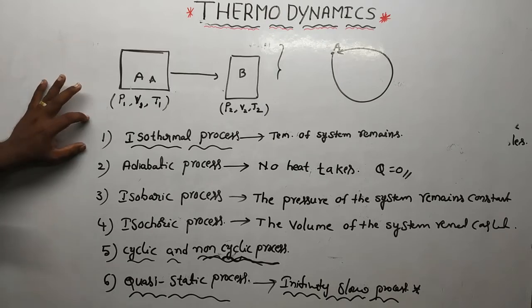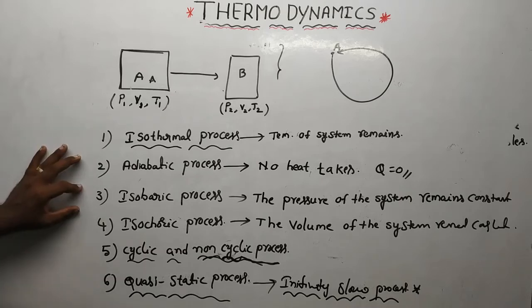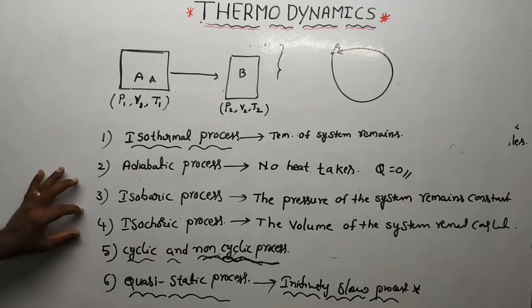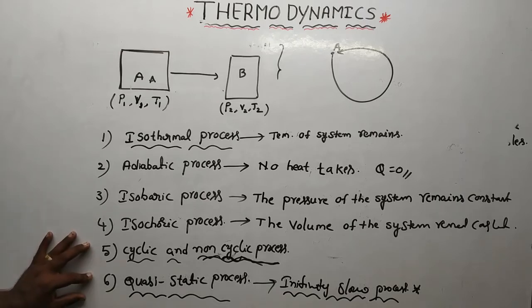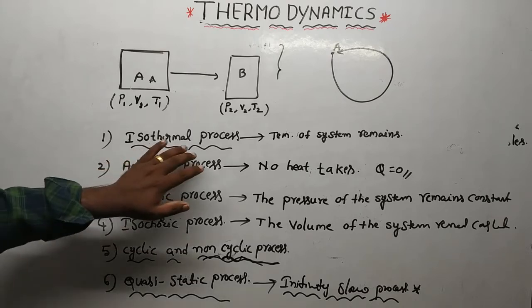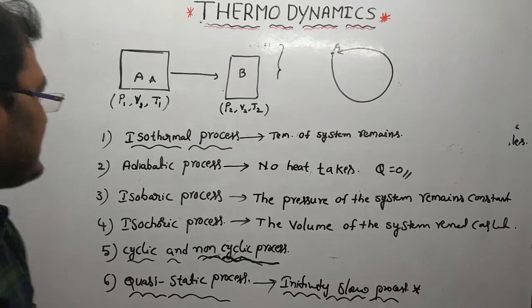Those are isothermal process and adiabatic process. Third one isobaric process. Fourth one isochoric process. Fifth one cyclic and non-cyclic process. Sixth one quasi-static process. Isothermal process is nothing but the temperature of the system remains constant.